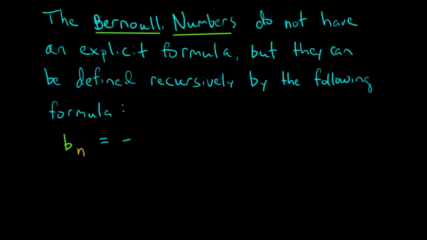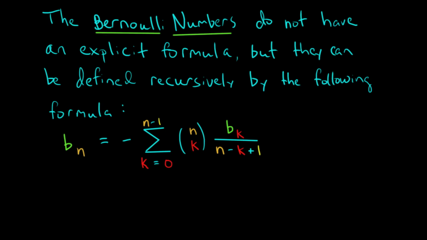They can, however, be determined by this recursive formula, which I derived in the last video on the Euler-Maclaurin summation formula. The recursive formula says that the nth Bernoulli number, b sub n, equals the negative of the sum, indexed from k equals 0 to n minus 1, of the binomial coefficient n choose k times b sub k over n minus k plus 1. There are other recursive formulae for the Bernoulli numbers, but this is one of the most well-known and well-studied ones.